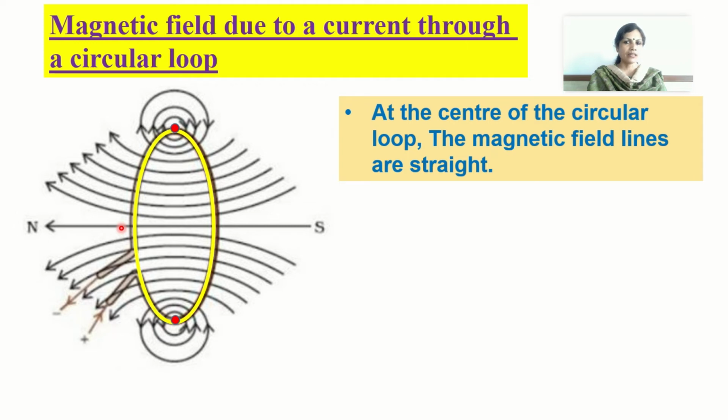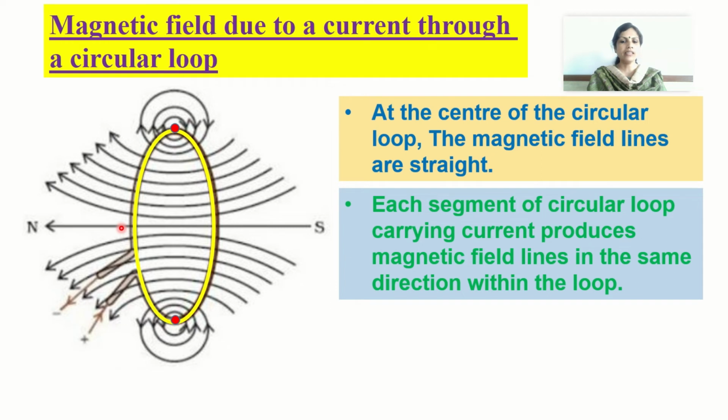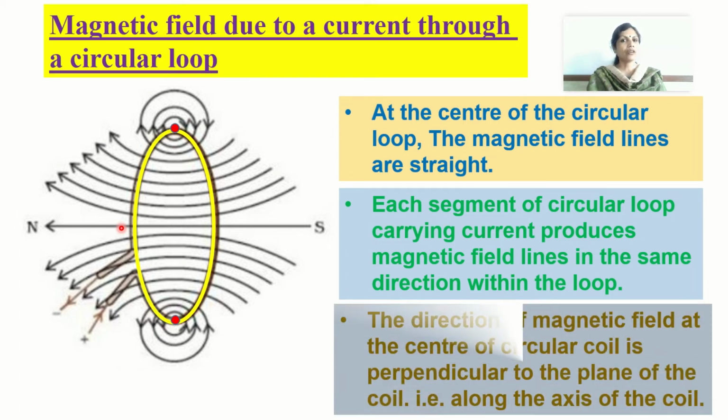Each segment of the circular loop carrying current produces magnetic field lines in the same direction within the loop, and the direction of the magnetic field at the center of the circular coil is perpendicular to the plane of the coil, that is along the axis of the coil. This is an important point. So these 3 points are for your theoretical explanation. Alright children, so let's now move ahead to the next topic.